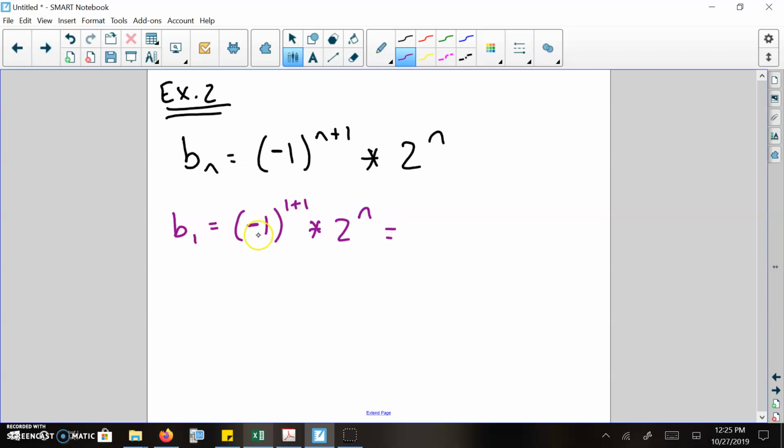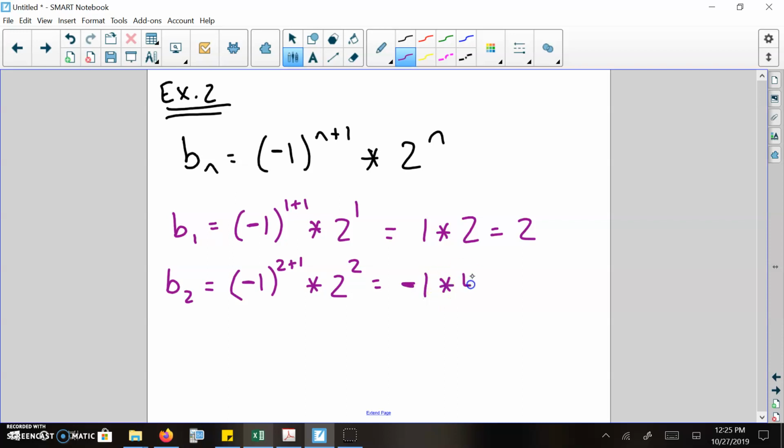Okay, so if we think about this, this becomes (-1) squared, and anytime I square a number, positive or negative, it becomes a positive, and 1 to any power is 1, so this is going to be 1 times, I'm sorry, I should plug in 1 right here for n. 2 to the first is 2. So in this case, I get 2. Okay, if I do b sub 2, I get (-1) to the 2 plus 1 times 2 squared. Okay, this becomes (-1) cubed. A negative number to an odd power remains a negative, so we're going to get -1 times 2 squared is 4, so I get -4.